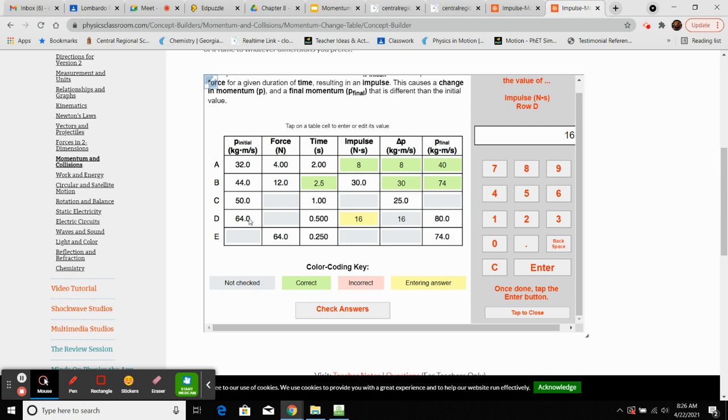I know what you were trying to say. Okay, so you knew what the final momentum was, 80. If you know what the initial is, 64, if you subtract them, that gives you delta P, your change. So what we did was 80 minus 64 to get 16. Notice again, impulse is equal to your change of momentum. So that is why this one is 16.